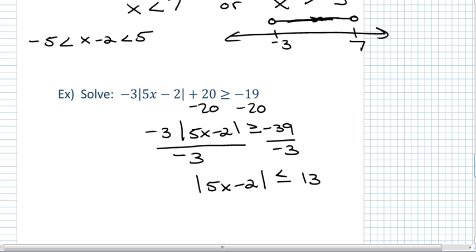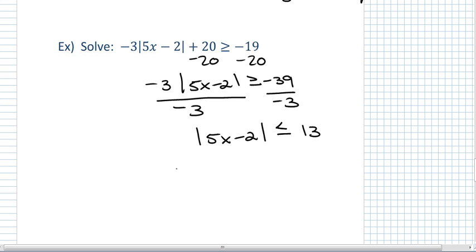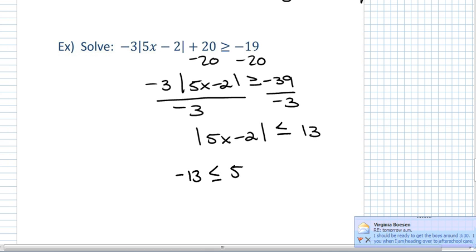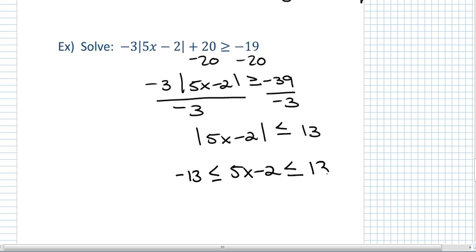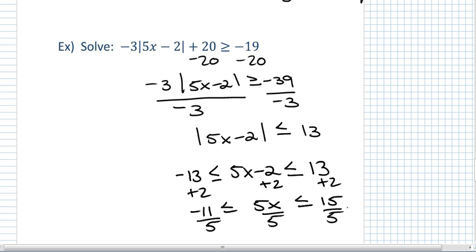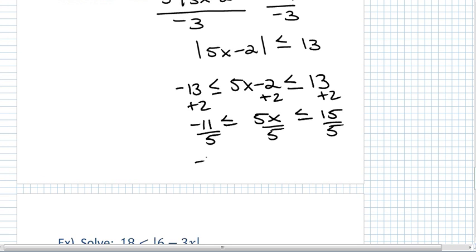So now we have an absolute value inequality with less than. So we can write a compound one. So we put -13 less than or equal to 5x minus 2 less than or equal to 13. So then we add 2 to both sides. We get -11 less than or equal to 5x less than or equal to 15. Divide by 5. So we get -11/5 is less than or equal to x, which is less than or equal to 3.